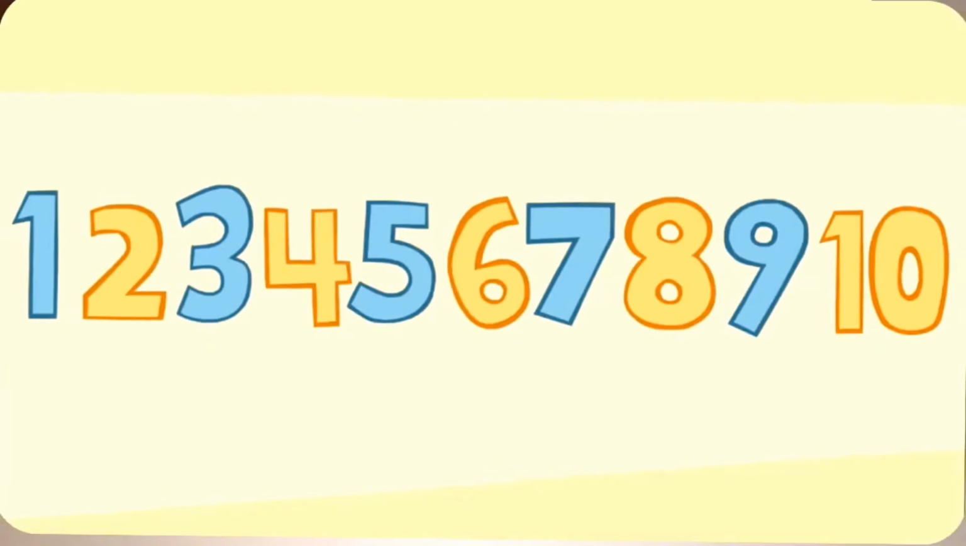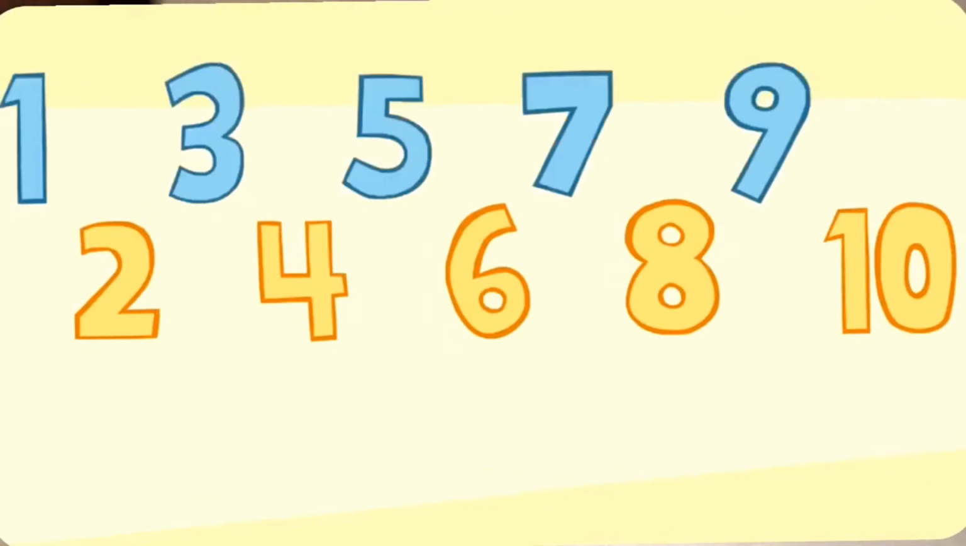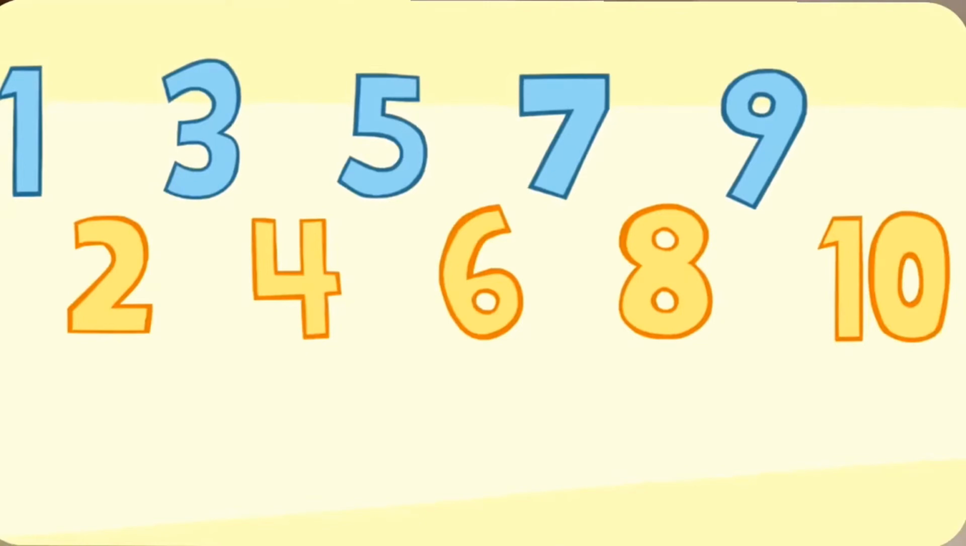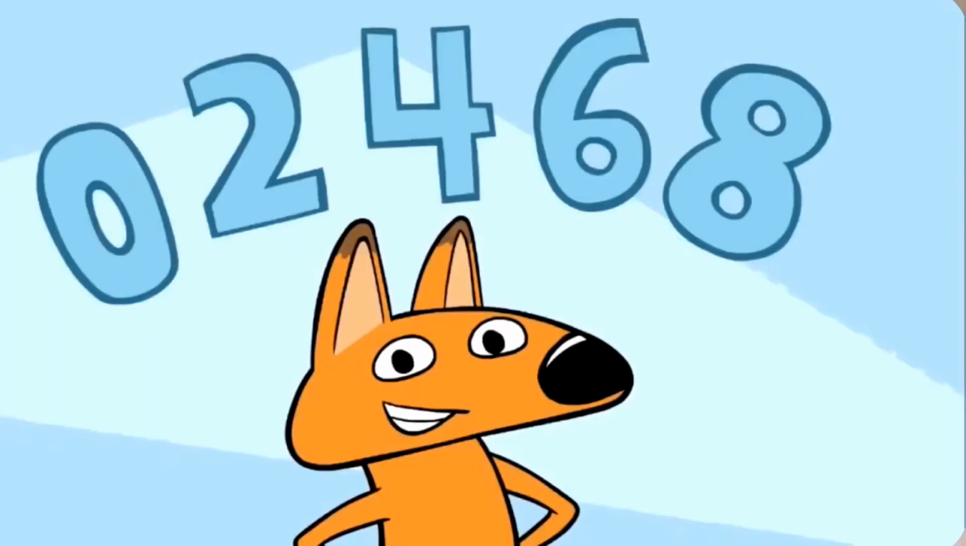Yes, I can see that a few numbers are colored in blue and a few are colored in yellow. Let's find out why. Yes, they are called even and odd numbers. As you can see, the odd numbers are 1, 3, 5, 7 and 9, and the even numbers are 2, 4, 6, 8 and 10. Why are they called even and odd numbers?